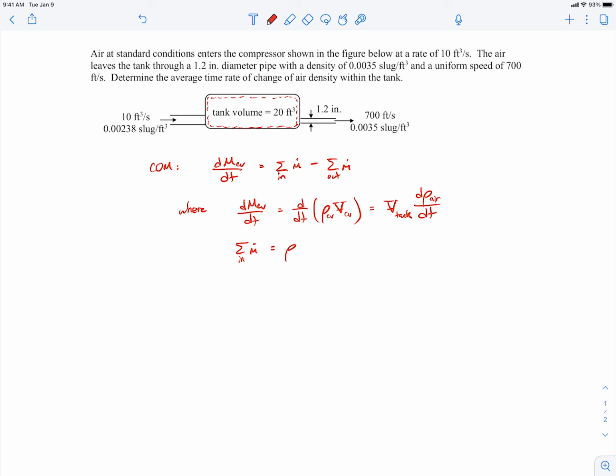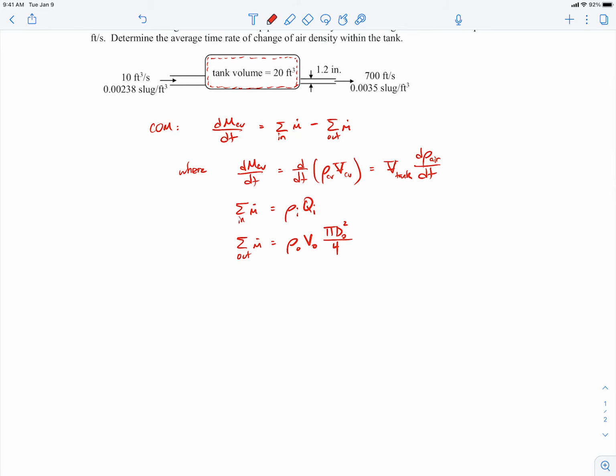The mass flow rate into the tank will just be what's happening over here. That'll be the density at the inlet times the volumetric flow rate at the inlet. So the density is given here, the volumetric flow rate's there. And then the mass flow rate out is happening here, and that will be the density at the outlet times the average velocity at the outlet times the area of the outlet. We're given the diameter, so we can find the area from that easily. It's just pi times diameter squared divided by 4.